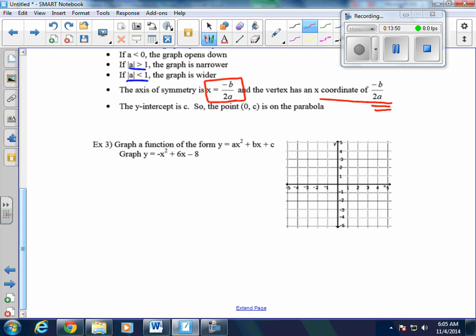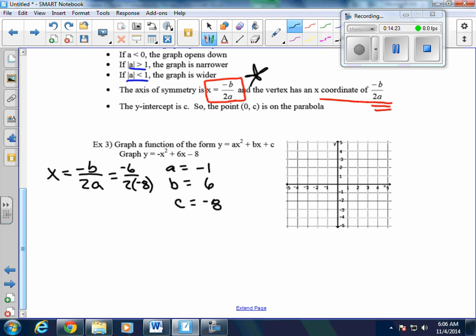So in example 3, we're going to graph this function. All right, so the first thing that you're always going to want to do is find the vertex, x equals -b over 2a. Well, remember here, a, b, and c, we want to find what they are. Well, in this case, a is -1, b is 6, c is -8. And so we're going to take -b over 2a, so it's going to be -6 over 2 times -8. Which means x is going to be -6 over -16.